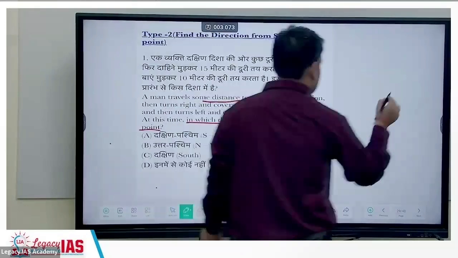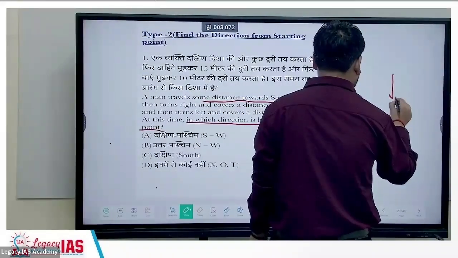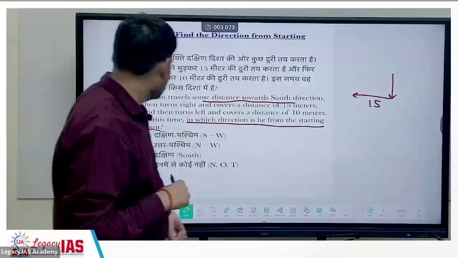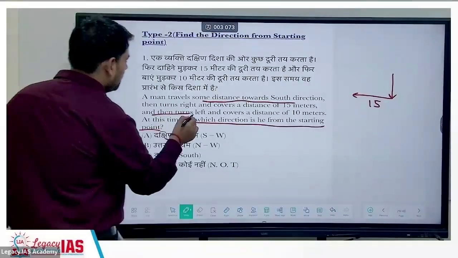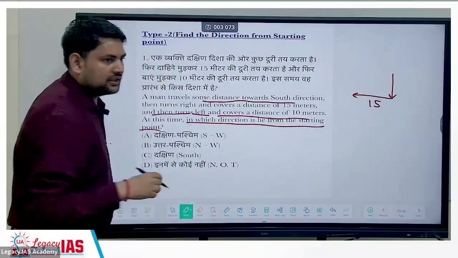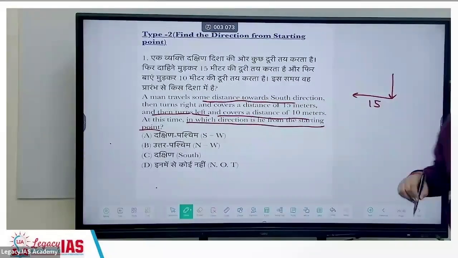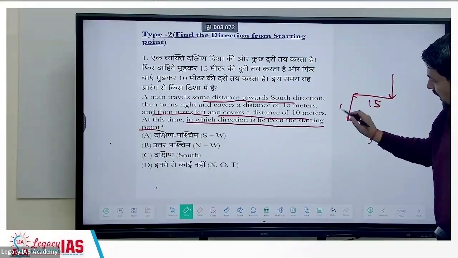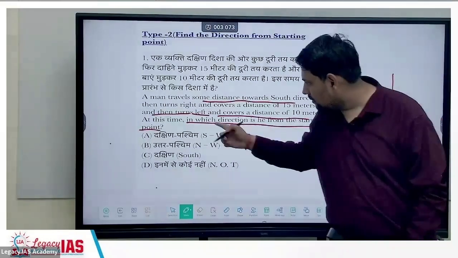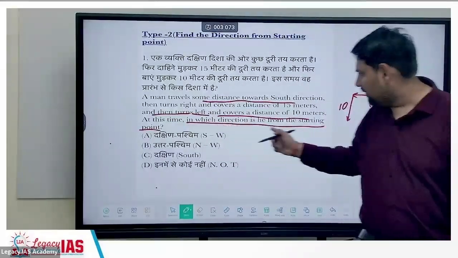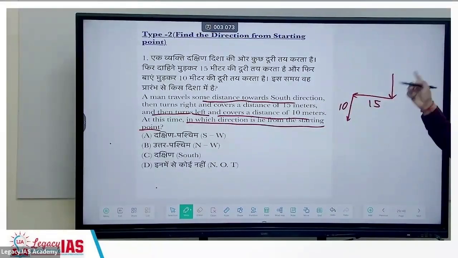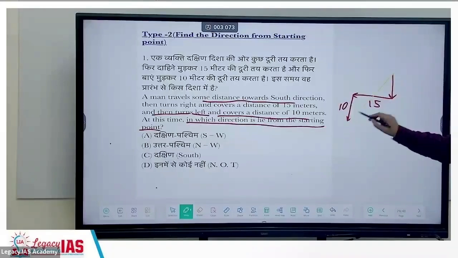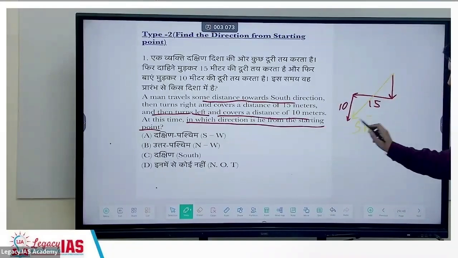Wait, draw it properly. The initial distance we don't know now. Then he covers a distance of 15 meters, and then turns left and covers a distance of 10 meters. From here, left would be downward. At this time, in which direction is he from the starting point? Southwest. This is southwest.